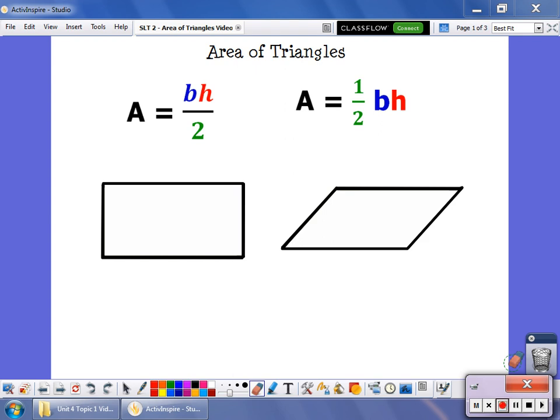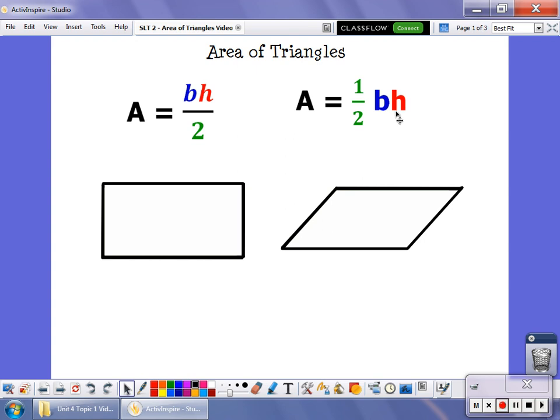There are two different formulas we can use when we find the area of a triangle, and I'll explain the difference between the two formulas. They're technically the exact same formula, okay? The first one is that the area equals the base times the height divided by 2. The second way we can write the formula is that the area equals 1/2 of the base times the height.